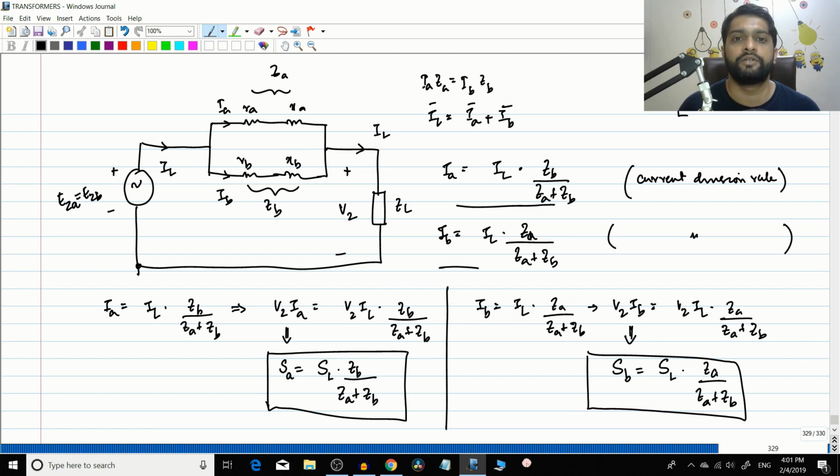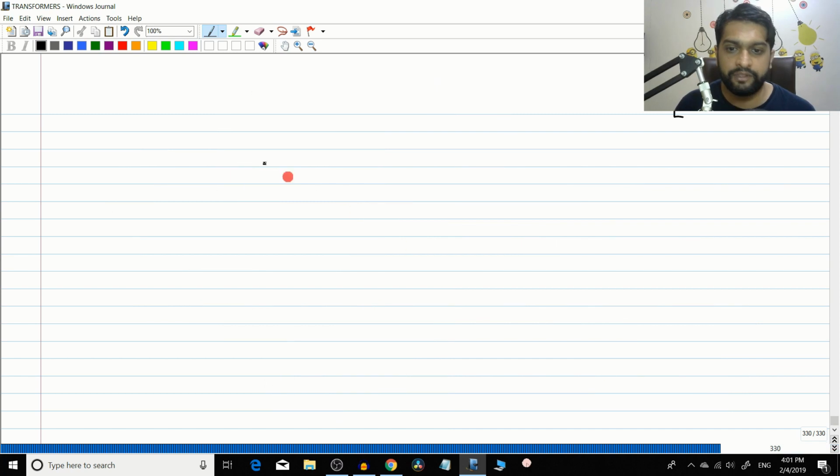For example, if somebody gives you the apparent power of the load and the impedances of the transformers, you can easily find the load sharing done by both transformers. So we'll write that down here. SA will be equal to SL into ZB divided by ZA plus ZB, just like the current division rule. And SB, this is transformer B, will be equal to SL into ZA divided by ZA plus ZB.